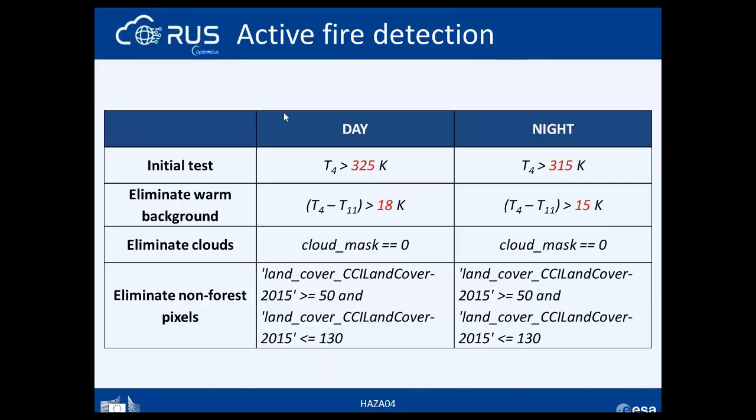So this is the active fire detection algorithm, and it basically uses 4 different conditions. First we have the initial test, which looks at the medium wave infrared band at 4 micrometers and thresholds the band. Afterwards, we want to eliminate the warm background, for which we use the difference between the response of the pixel at 4 micrometers and 11 micrometers. And then we use the cloud mask to eliminate the cloud pixels, and then we use the land cover to eliminate any potential pixels outside of the land covers that we want to use.